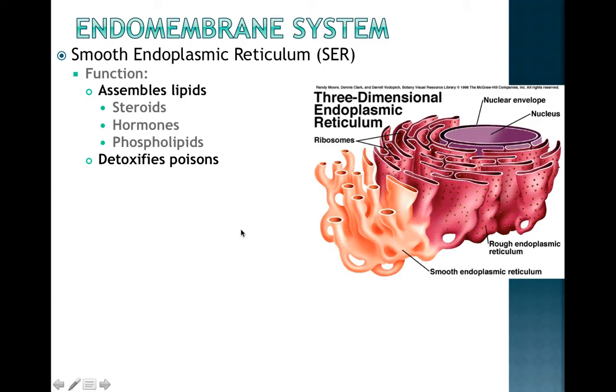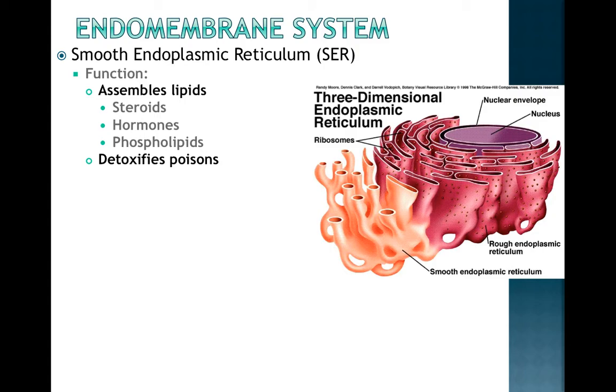But then hopefully you notice over here, attached to the rough ER, there was another part that looks a little bit different. So it's just depicted in a lighter color, and it doesn't have the ribosomes covering the outside. So this is the smooth endoplasmic reticulum, or the SER. Its function is going to be that it assembles lipids, so anything lipid-based that the cell needs to make, like steroids, or hormones, or phospholipids, the smooth ER is actually going to be responsible for constructing or assembling those.